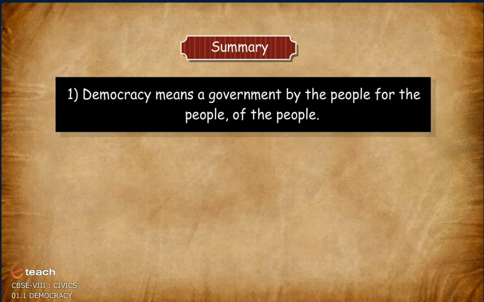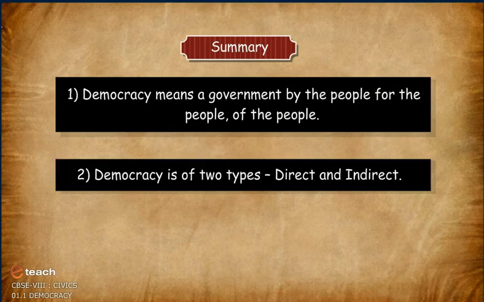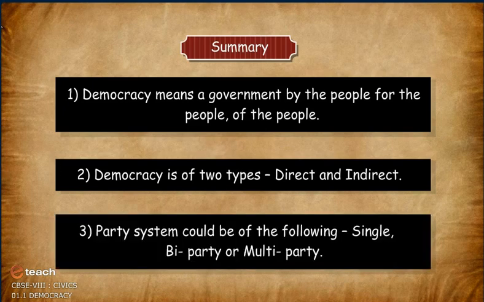Summary. Democracy means a government by the people, for the people, of the people. Democracy is of two types, direct and indirect. Party system could be of the following: single, bi-party, or multi-party.